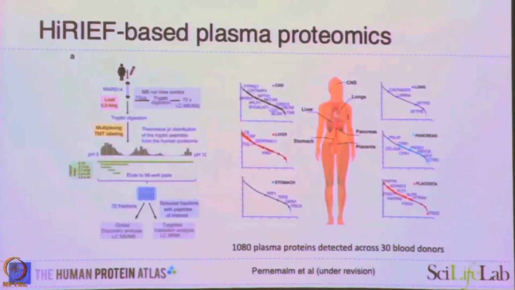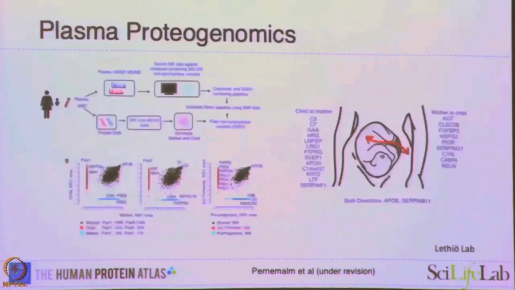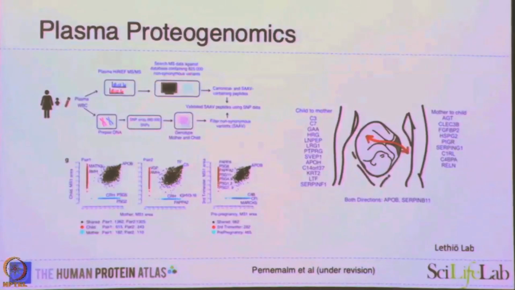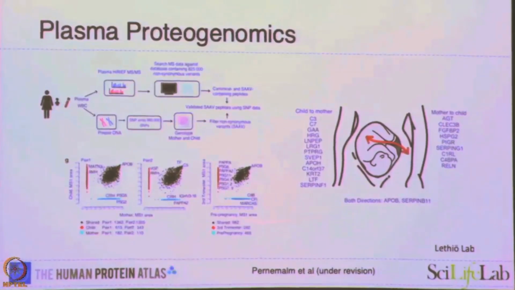So I've been involved in a couple of mass spectrometry related projects. This is one that's led by Janne Lehto's group. They have used this HiRIEF system, so they have basically isoelectric focusing as a pre-preparation concept, and then did fractionation. What we show in this study is that we can detect 1,000 proteins across all the 30 donors we've been using. Interestingly, we also compared the newborn baby to the mother, and we can see that many proteins are alike between the two, but some are only seen in the baby, and some are only seen in the mother.